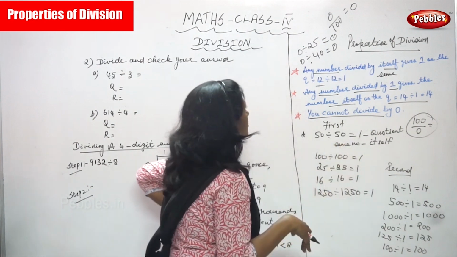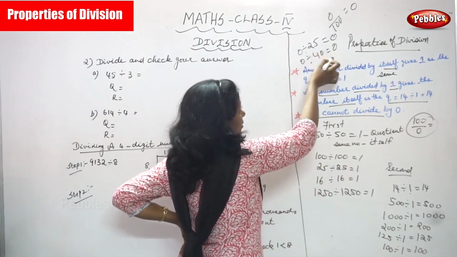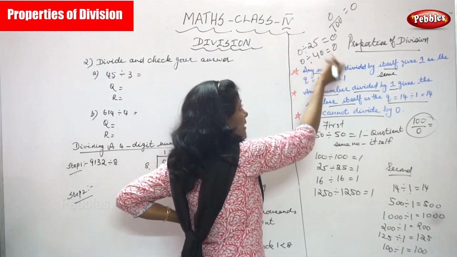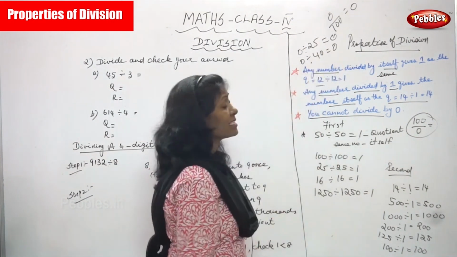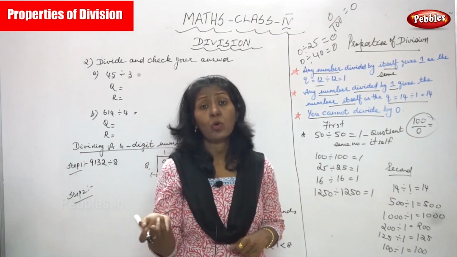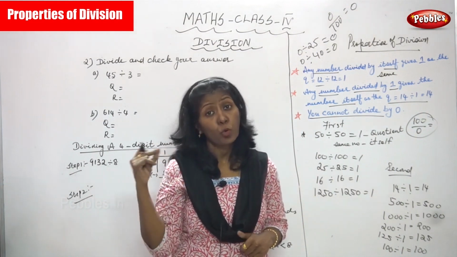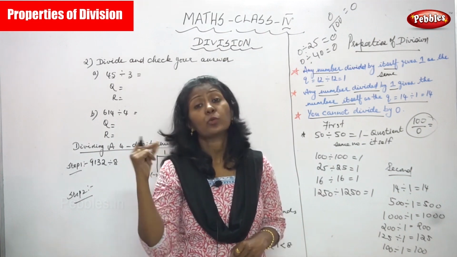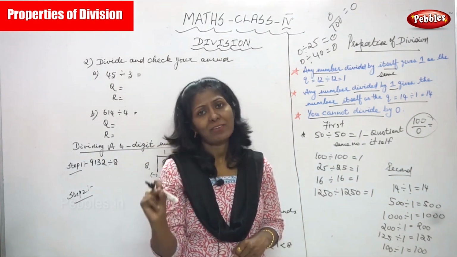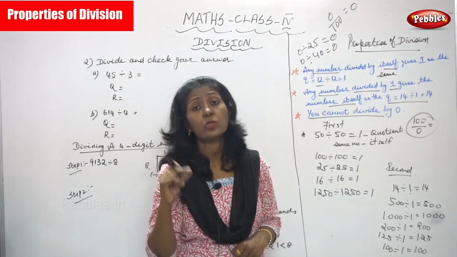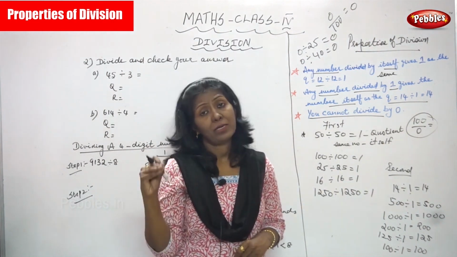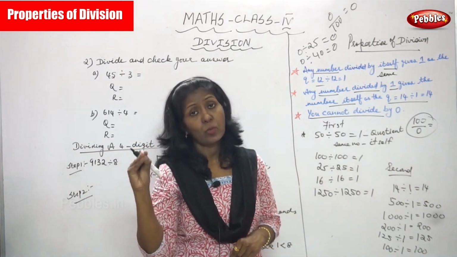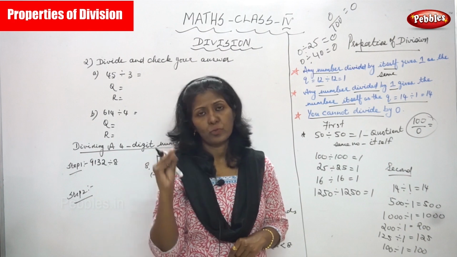Then 0 divided by 25. 0 divided by any number, you can get 0 always. That means 0 divided by 100, you can get 0, and 0 divided by 25, the quotient is 0. 0 divided by 1000, you can get the answer 0 as a quotient. That is very, very important.